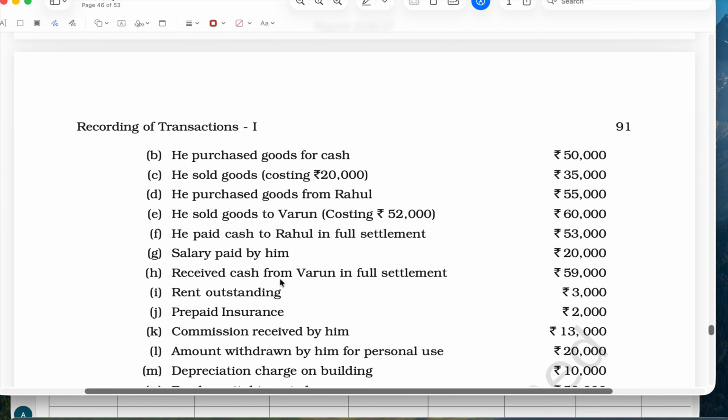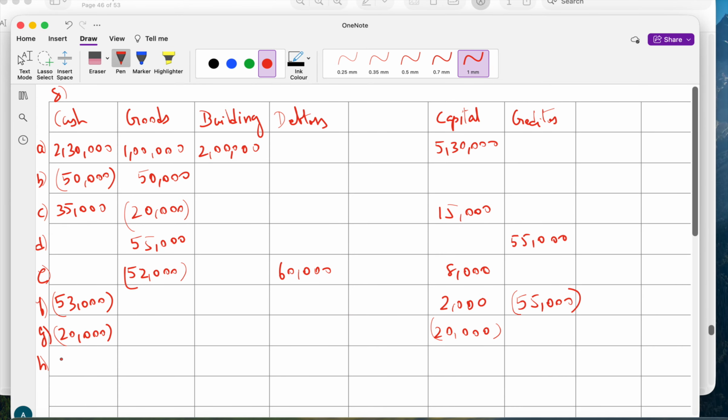H, received cash from Varun in full settlement 59,000. Okay, so 59,000 is being received in full settlement of 60,000. So 1,000 is a loss, or you can say discount given. So that we will subtract from the capital.